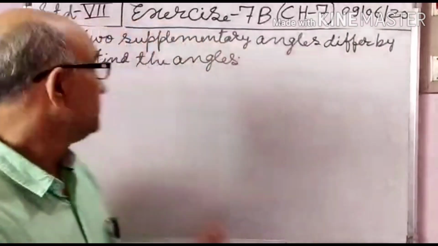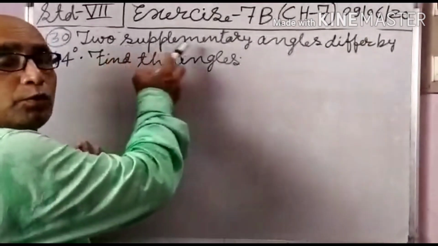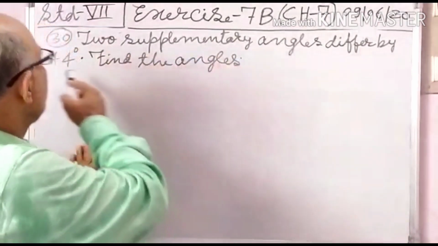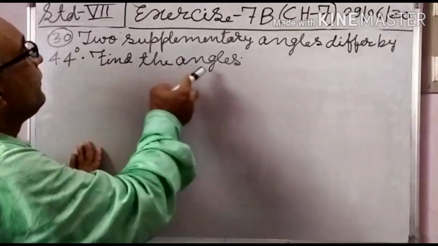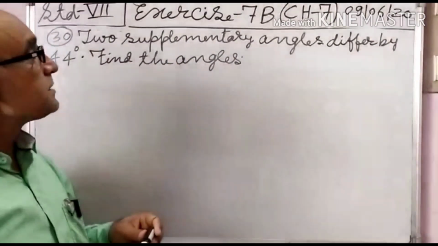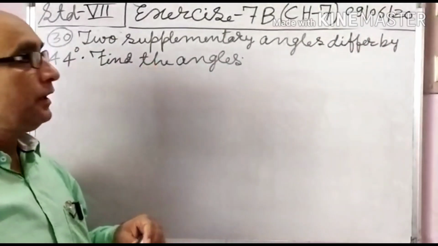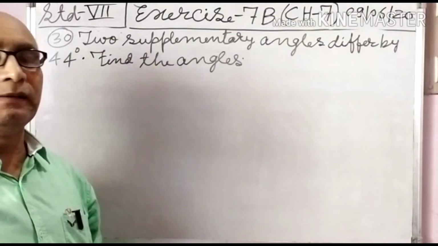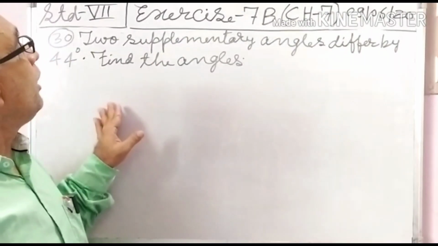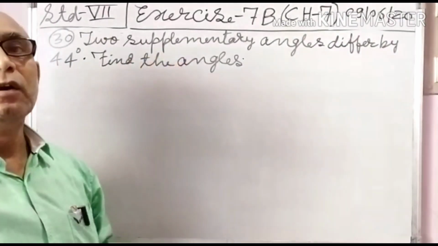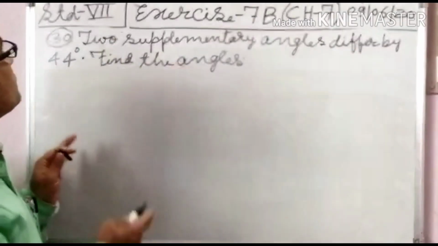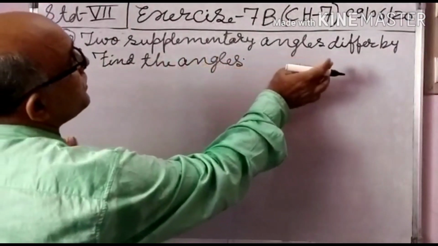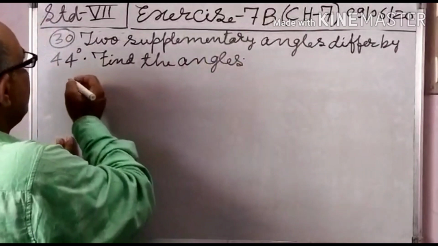Students, next question is question number 30. Two supplementary angles differ by 44 degree. Find the angles. Supplementary angles: if the sum of two angles is 180 degree, then they are called supplementary angles of each other. So here two supplementary angles differ by 44 degree.